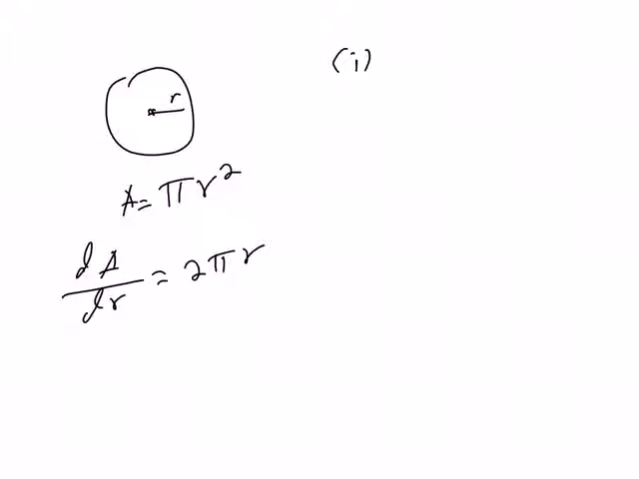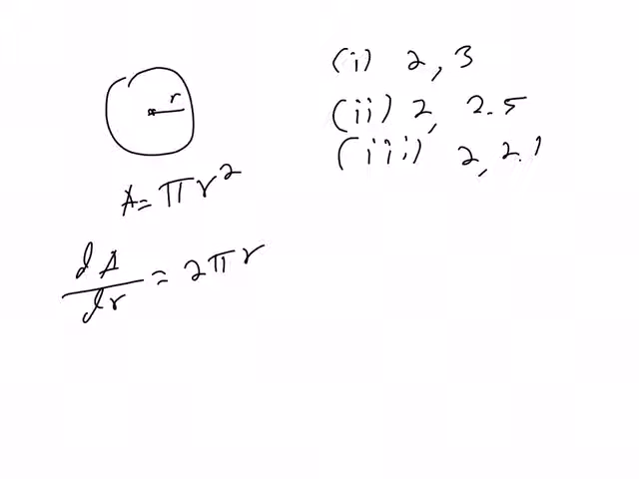We have the radius changing from 2 to 3, and for the second one, we have the radius changing from 2 to 2.5, and the third one we have it changing from 2 to 2.1. And the way you would basically do this is you would say, okay, you're going to have the change in area, which will be the area at 3 minus the area at 2.